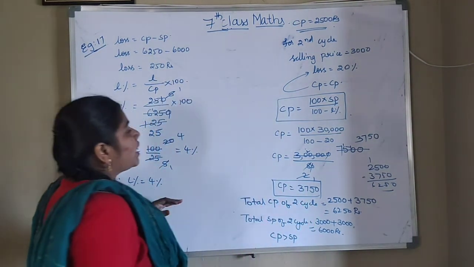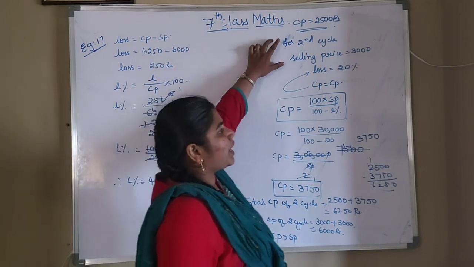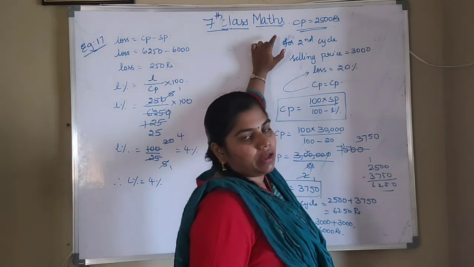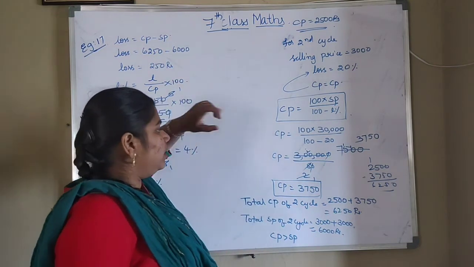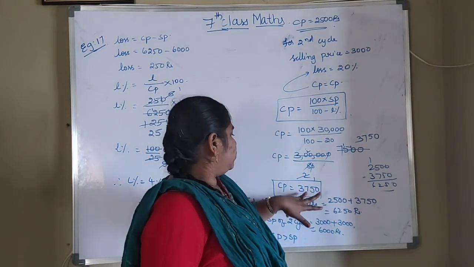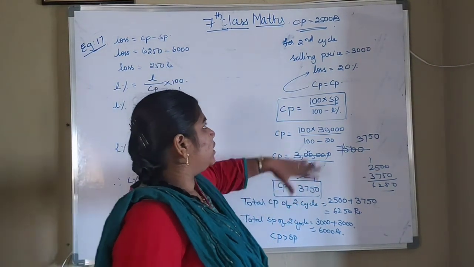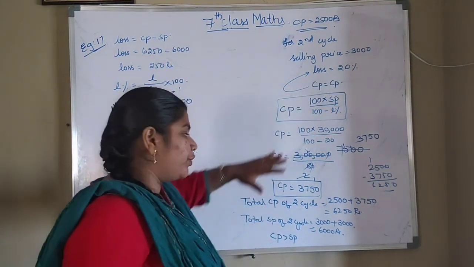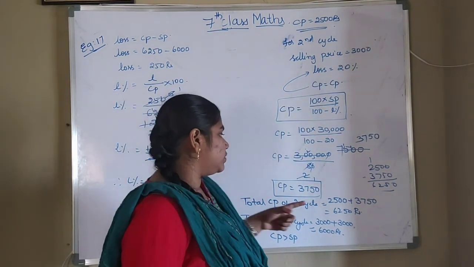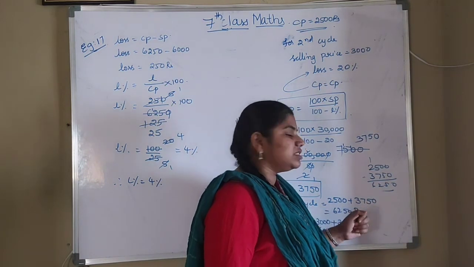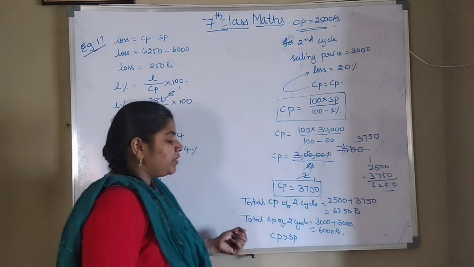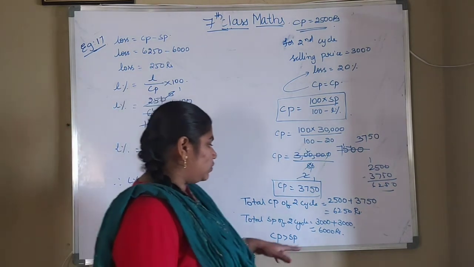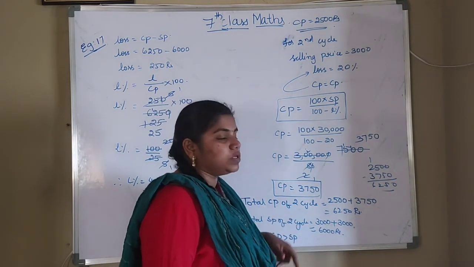So in the first cycle, the CP value is 2,500. He bought for 2,500 and sold for 3,000. In the second cycle, he bought for 3,750, but he sold for 3,000. So what is the total CP value? That is 2,500 plus 3,750, which will be equal to 6,250. And what is the total selling price here? 3,000 plus 3,000 will be equal to 6,000.